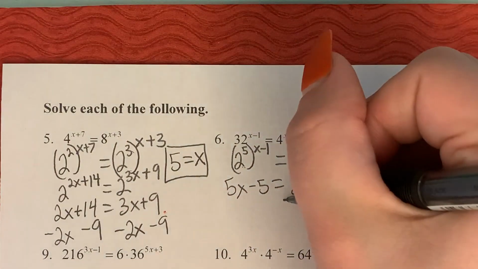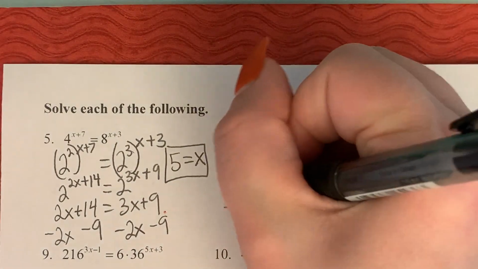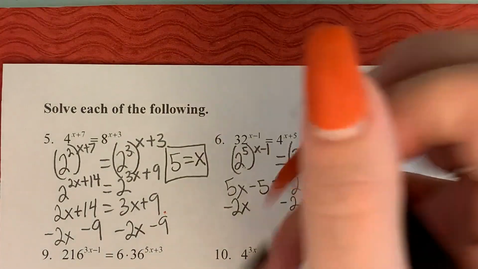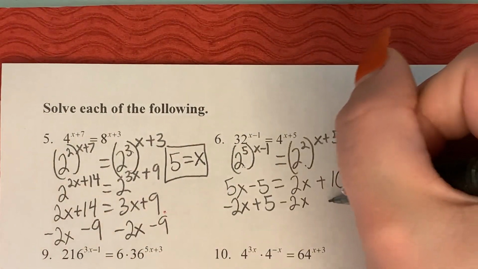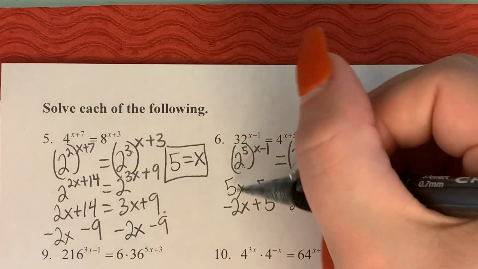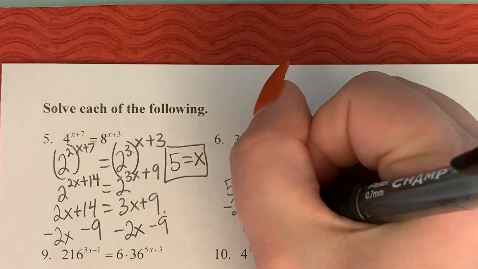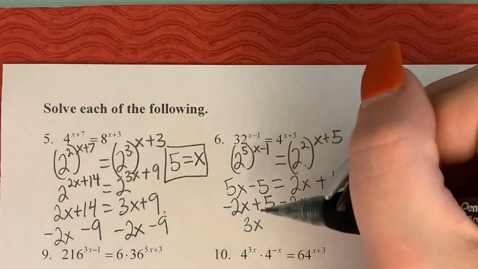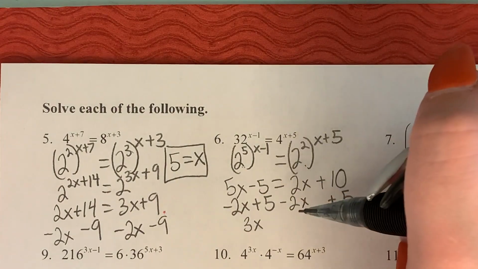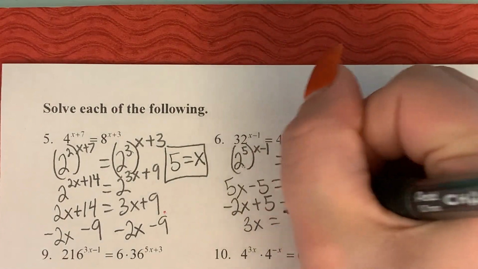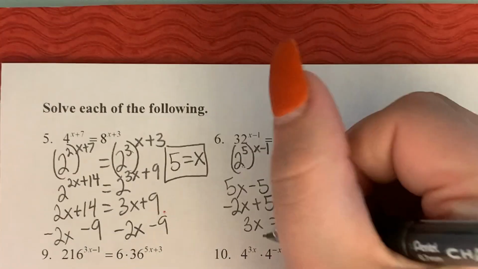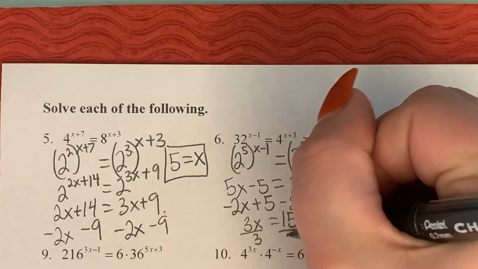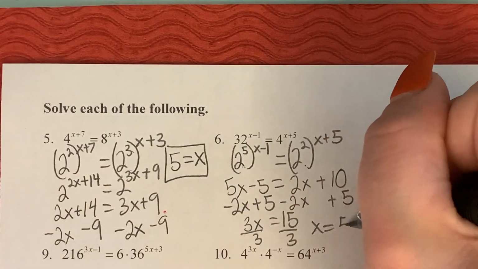Okay. So I will subtract 2x from both sides, and I'll add 5 to both sides. And so 5x minus 2x gives me 3x. These 5's will cancel. These 2x's will cancel. And then I'll get that that's equal to 15. We'll divide both sides by 3. And that will give me that x equals 5.